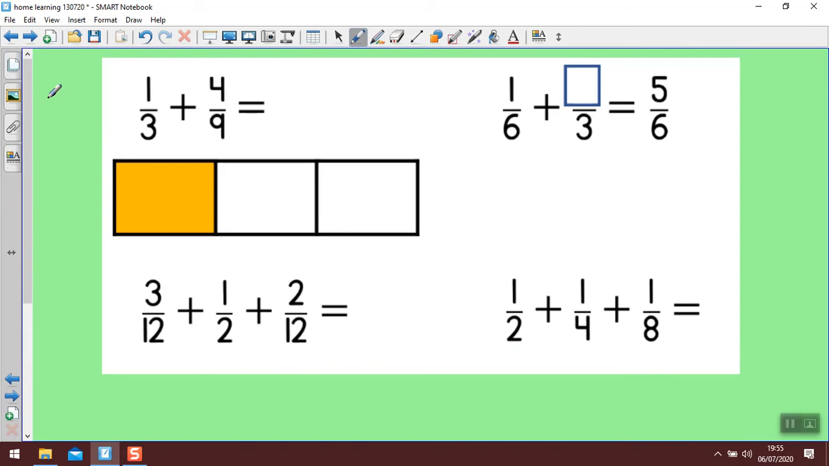Let's have a look at this one. Have a go at adding them in the same way as what we've just looked at. You can draw yourself some bar models to help you. Okay, so I've got 1/3 here, and I need to add together 4/9. So this is 1 out of 3 equal pieces, so that's my 1/3. But how can I put this into ninths? Well, what I could do is split my thirds into 3 pieces, and now they're going to be in ninths.